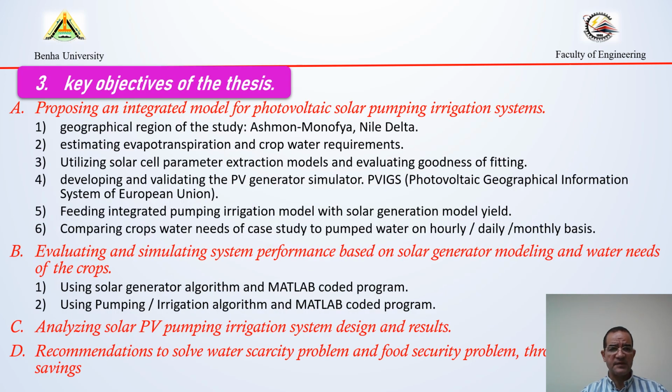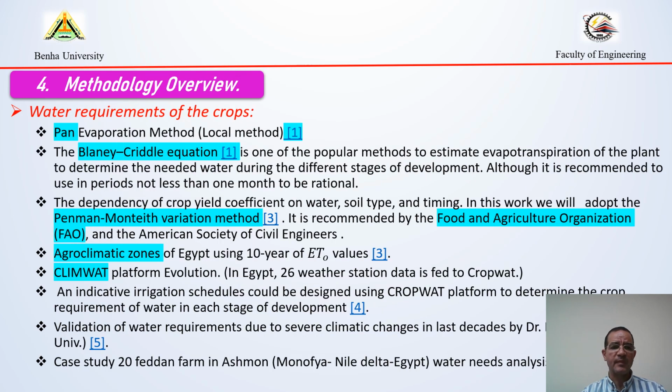Key objectives of the thesis: proposing an integrated model for photovoltaic solar pumping irrigation system, evaluating and simulating system performance based on solar generator modeling and water needs of the crops, analyzing solar PV pumping irrigation system design and results, recommendation to solve both crises.